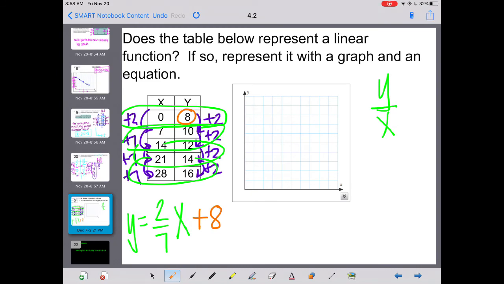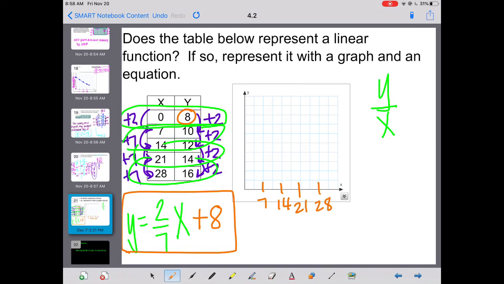Okay, now I need to figure out 2 over 7 times 0 doesn't get me to 8, but luckily we get to start with a 0, so we know that we have to add 8 at the end. And if you try out the rest of them, I'll let you in on a secret that actually works. And this is our equation.